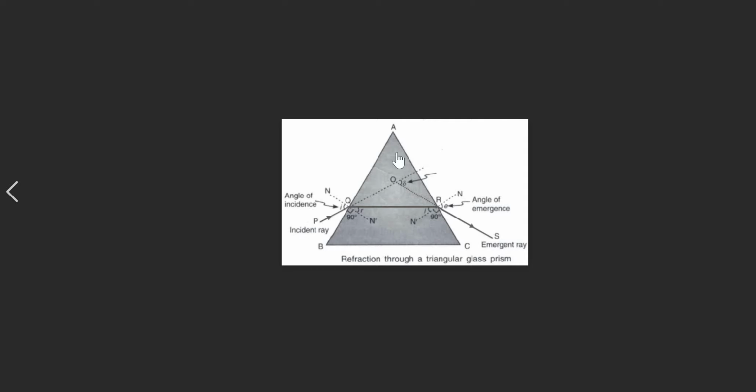Now once it reaches this surface, what happens is, this is the denser medium and this is the rarer medium. The refraction takes place like this. This is the normal line and it is going away from the normal. This is the refraction through a triangular glass prism.